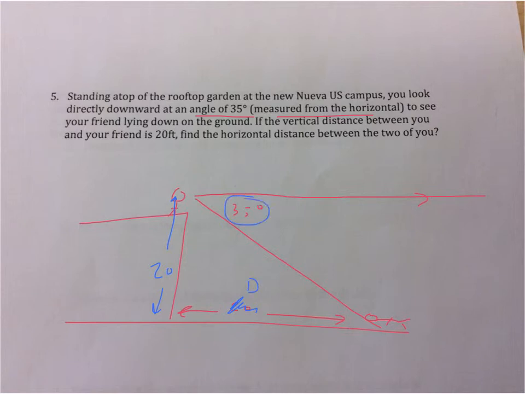So if this is 35 degrees, this must be 55 degrees. And so we can set up an equation that says tan of 55 equals opposite over adjacent. So D equals 20 times tangent of 55. And because we like to have a sense of what that is, roughly 28.56.